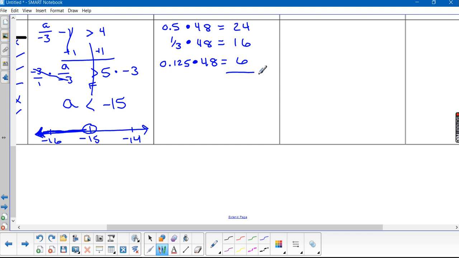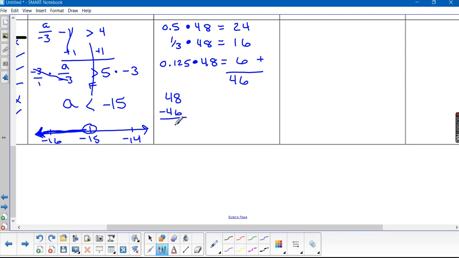Now, check these out. These are all the pencils that she gave out to the other teachers, right? So let's add those bad boys up. 24 and 16 is 40 plus 6 is 46. Check it on your calculator. Tell me if I'm messing up. She gave out 46 pencils. How many did she start with? 48.